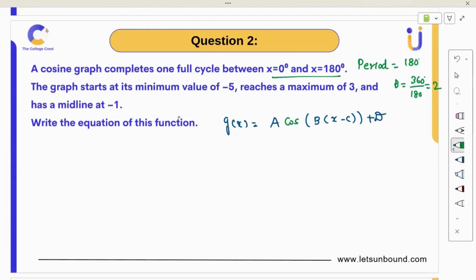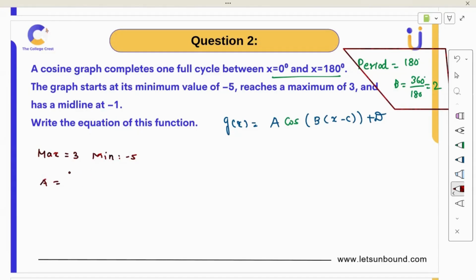So B is 2. And then they also mentioned maximum and minimum. Please note it. Now, maximum is 3. Minimum is -5. Using that, I can find the amplitude. The amplitude is maximum minus minimum divided by 2. So 3 minus -5 is 8, and 8 by 2 is 4. And it has a midline at -1. So the D value is -1.